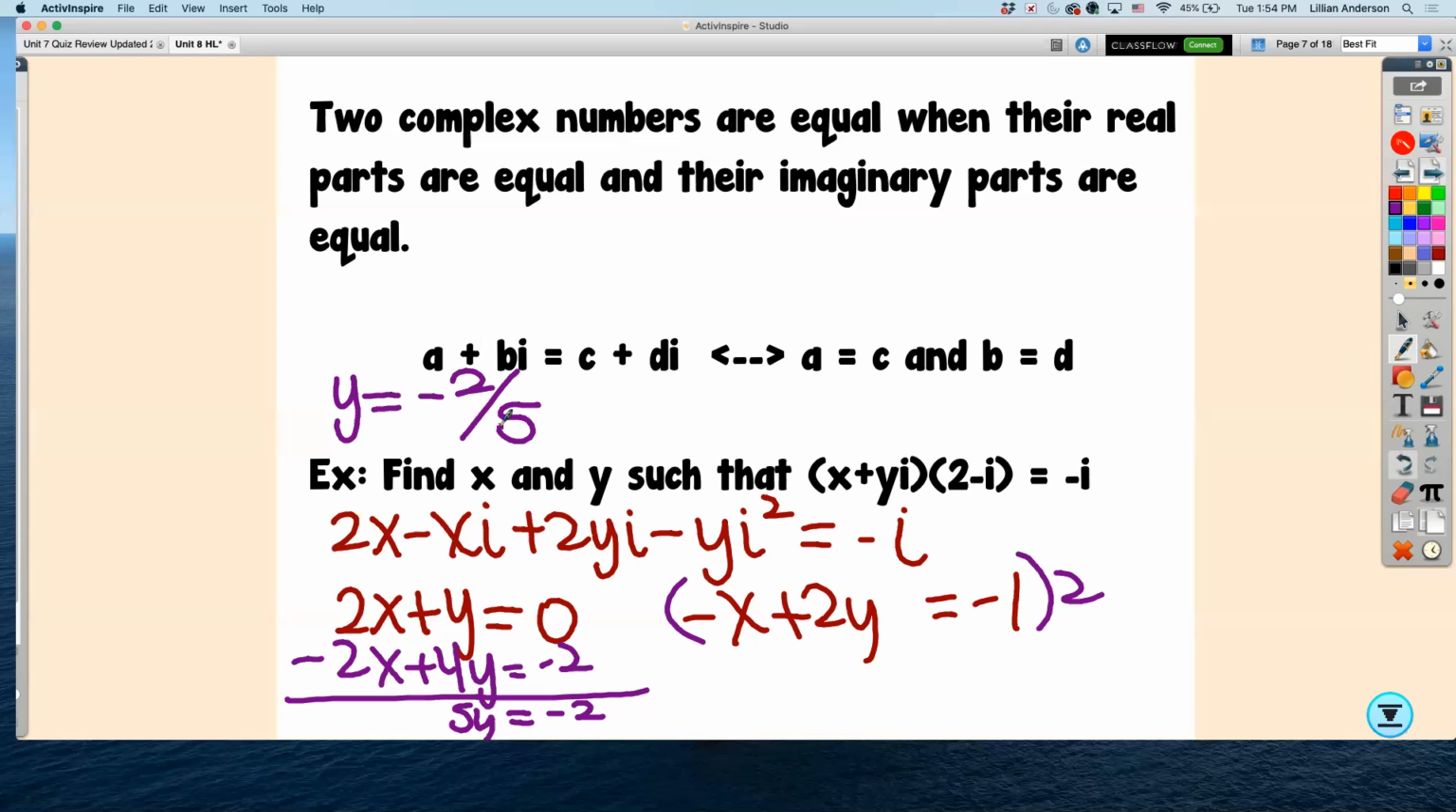How do I find the x value? I can plug it into either one. I'm gonna go ahead and use this since I have space underneath. 2 times -2/5 is a -4/5. I'm gonna add 4/5 over. That's gonna give me a -1/5. So x is equal to a +1/5.